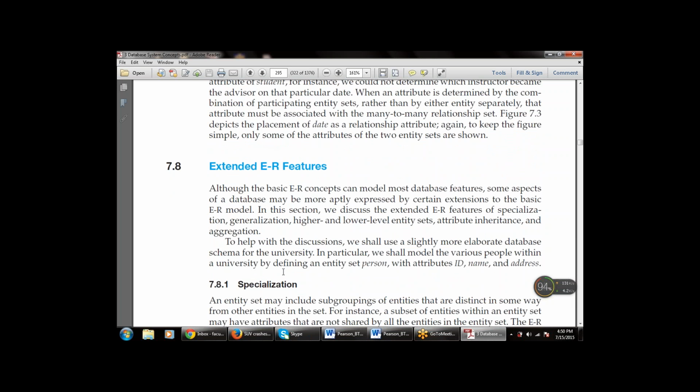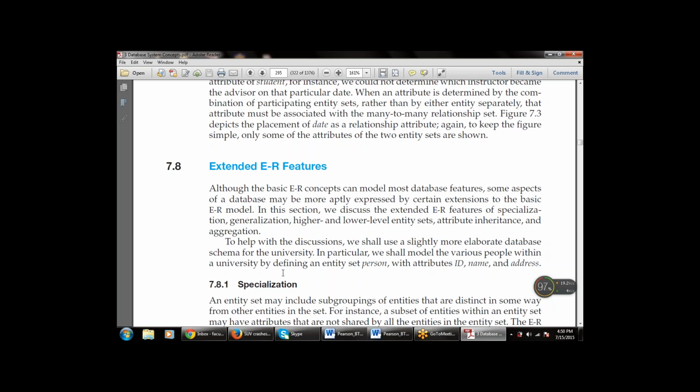Then the next topic is extended ER features. Although the basic ER concepts can model most database features, some aspects of a database may be more aptly expressed by certain extensions to the basic ER model. So there are some extended ER features, and the extended ER diagram model is also available.